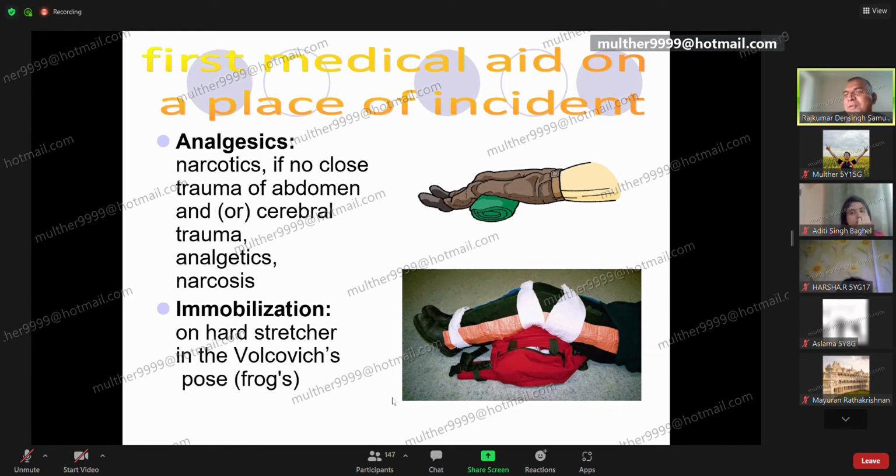How do you think to stop this bleeding? How to stop the intrapelvic bleeding? Any idea? Upper limb, lower limb, you apply a tourniquet, but what to do here? Any idea? Anyone? No one.